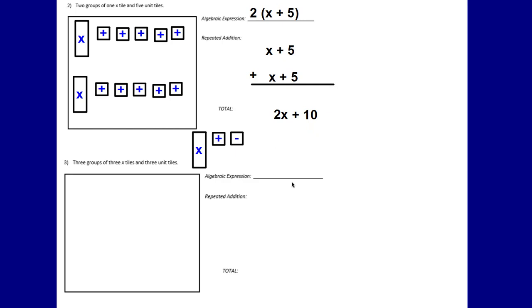So what I'd like for you to do is to go ahead and do number 3 and number 4 on your own. Pause the video. Once you've completed all of your modeling and writing of the expressions and simplifying them, then come back and check to see how you did.